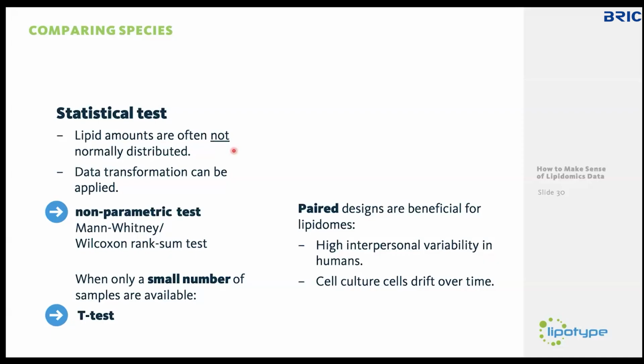So, for example, usually you have hundreds of subjects in cohort studies where you compare two cohorts, and then you might have 30 or something if you have crossover designs where you can do a paired test.